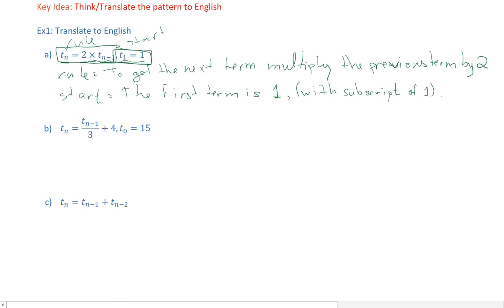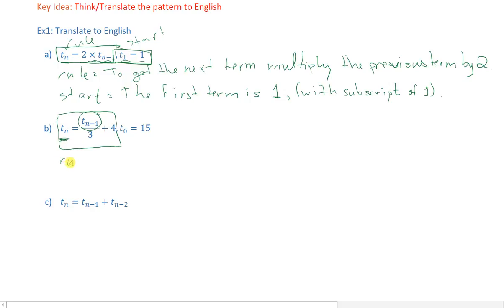This next one is a little bit more involved. It's again broken up into 2 pieces: the first part is the rule and the second part is the starting point. So Tn is Tn minus 1 over 3, plus 4. To get the next term, I take the current term, divide it by 3, and then add 4. This is a mathematical expression to say, take the term that you're looking at, divide it by 3, and then add on 4.